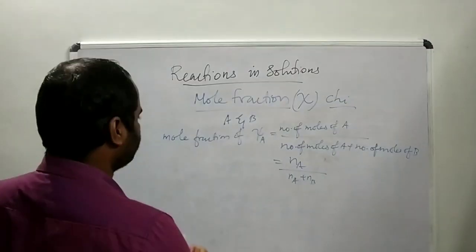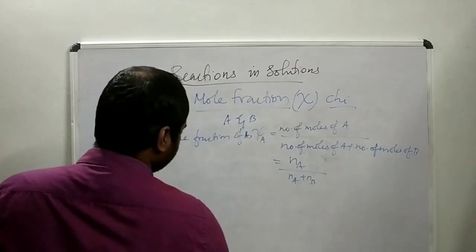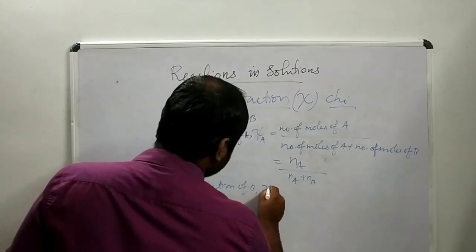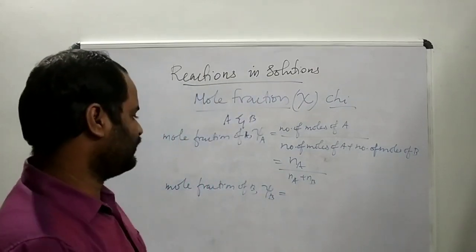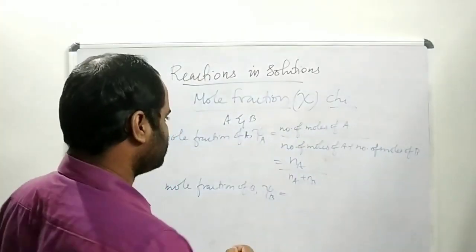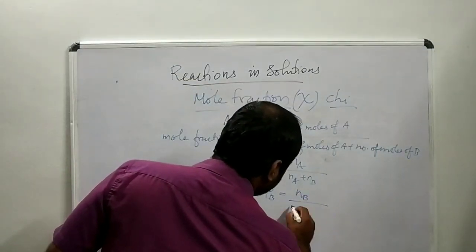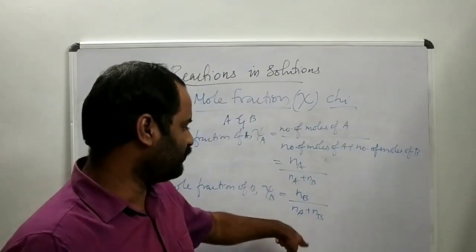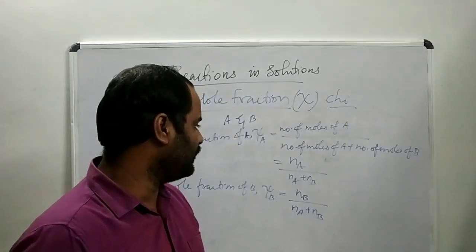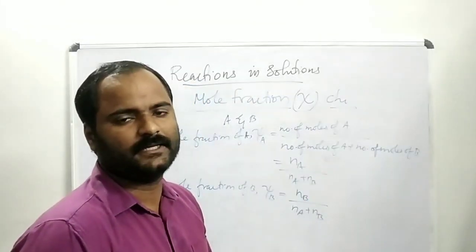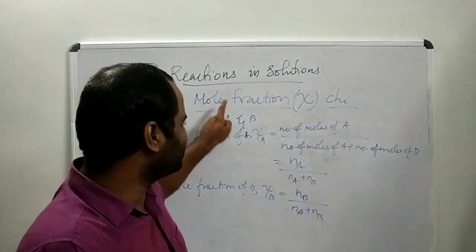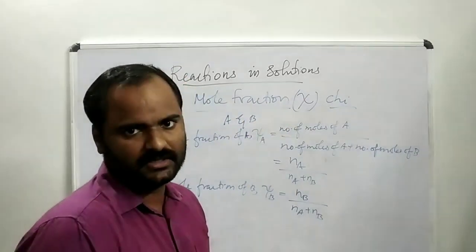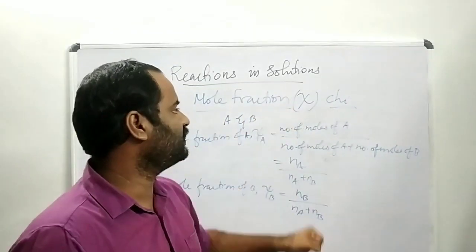And this is mole fraction of A, then mole fraction of B, that is chi B. It is number of moles of B divided by total number of moles, NA plus NB. The total value will be 1. Okay. So mole fraction is the number of moles of a particular component divided by total number of moles. It is represented by the symbol chi.